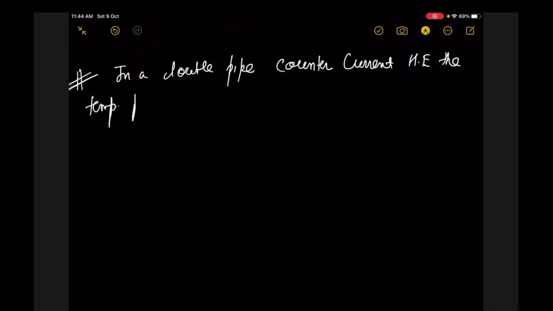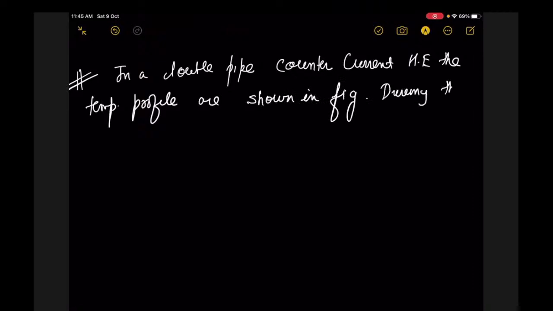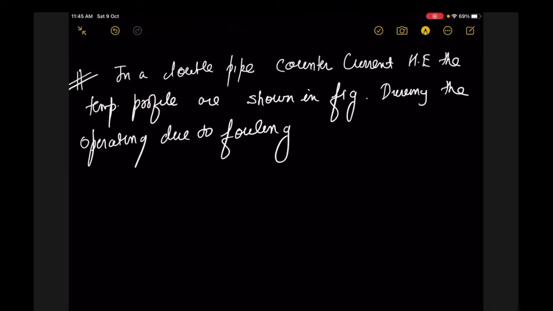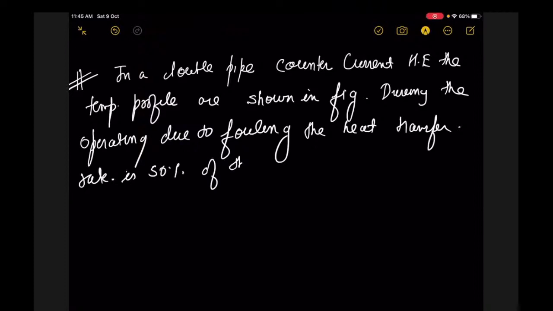The temperature profile as shown in figure. During the operation, due to fouling, the heat transfer rate is 50% of the original value.